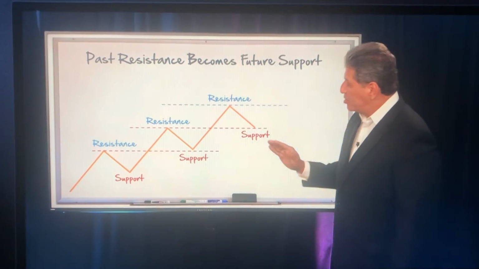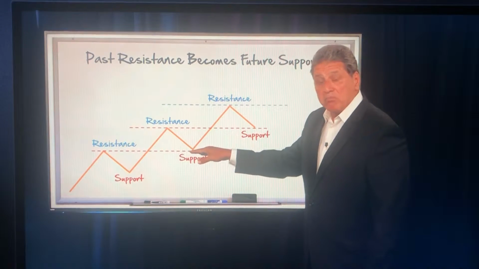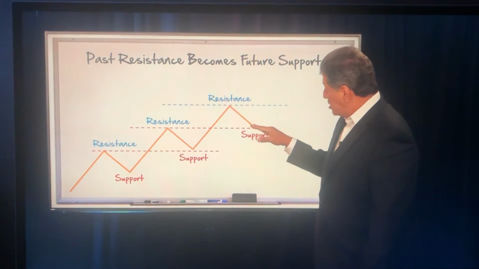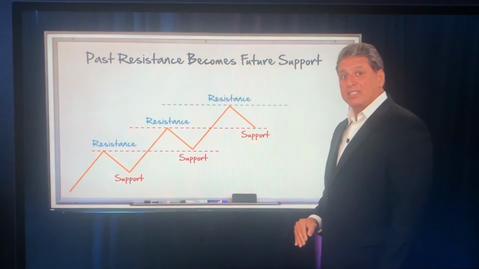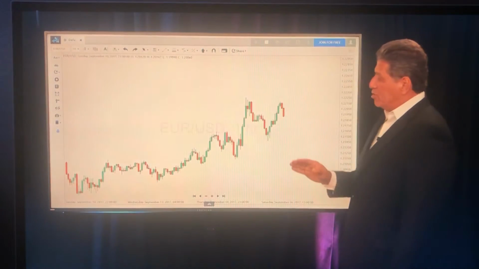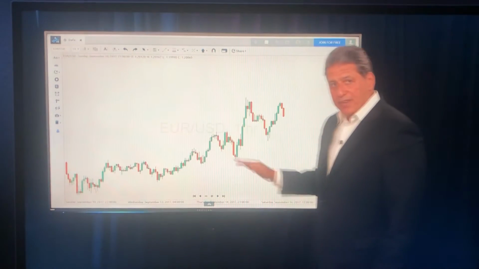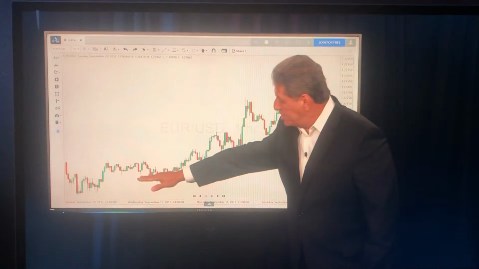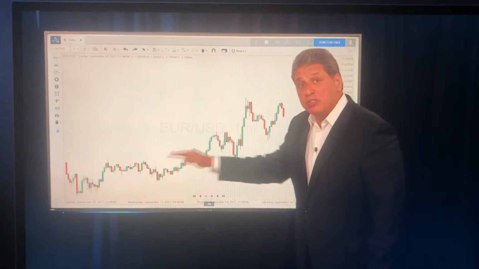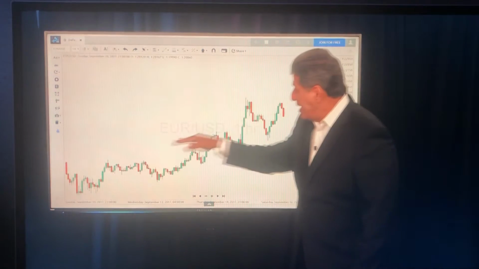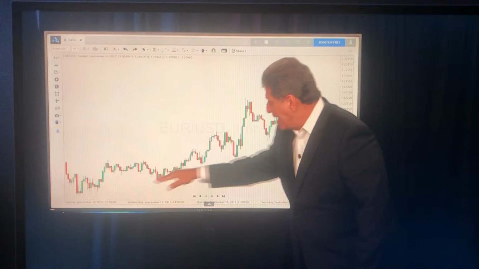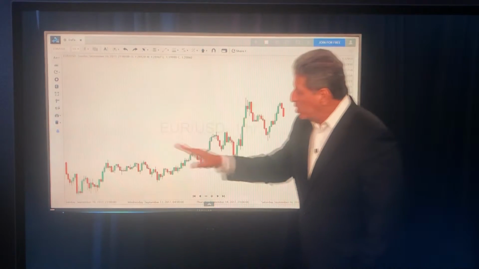So what a lot of traders do is they'll buy support and get out at resistance. Jump in again, buy support, get out at resistance. Now let's look at it in an actual chart that we have here. What you see is an uptrend. The bulls are in control. The bulls are making higher highs and higher lows. Let's watch what happens.